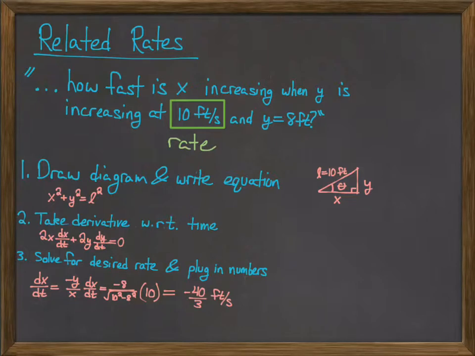And it's important to check the sign. So we got a negative sign for dx dt, which makes sense because if y is increasing, x should be decreasing.